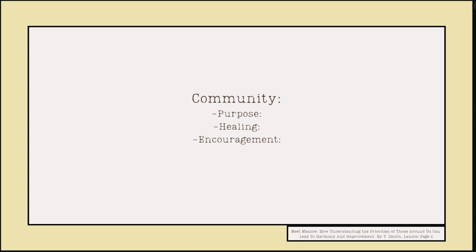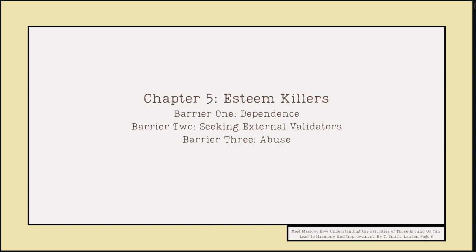Encouragement is essential to develop virtues and skills that help the community as a whole. Does your character get treated with respect and encouragement, or do they get kicked around? Chapter 5. Esteem killers. Barrier 1. Dependence. When we are reliant on others for help, we are open to attack by others, who see weakness as an opportunity. If you aren't weak, you are less likely to be attacked.